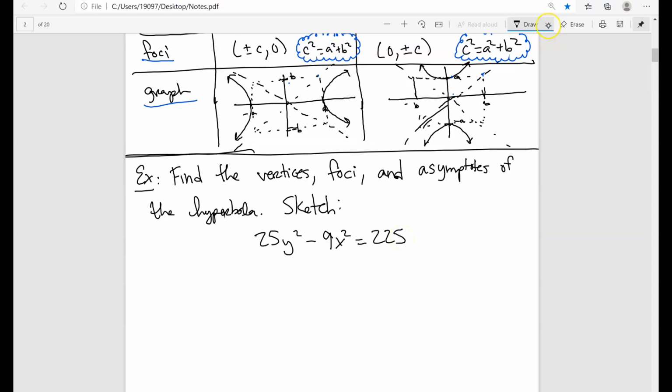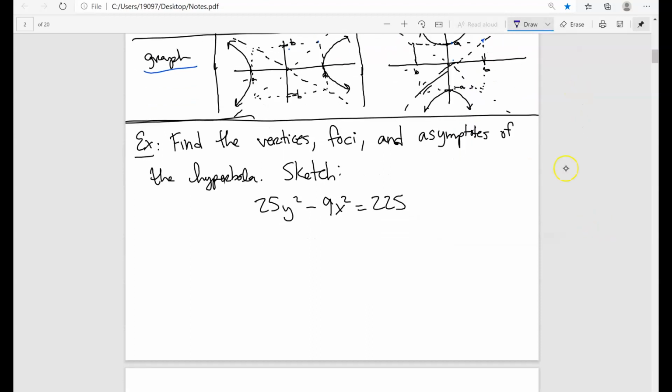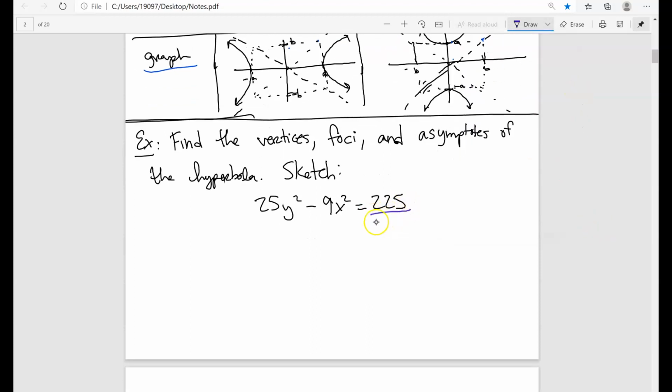Okay, so the first thing that we want to do is put it in the form that we want it. So notice that there's no equaling to 1, so we got to divide it by 225 every single term. So when I do that, I'm going to get y squared divided by 9, minus x squared divided by 25, equals 1.